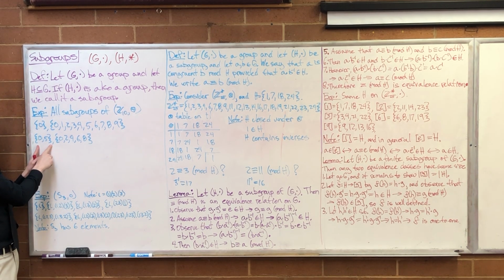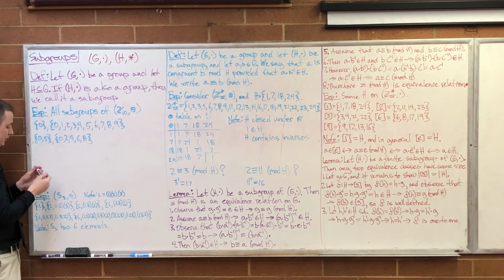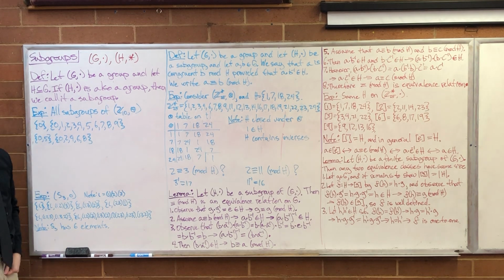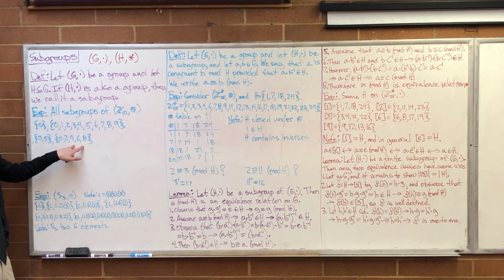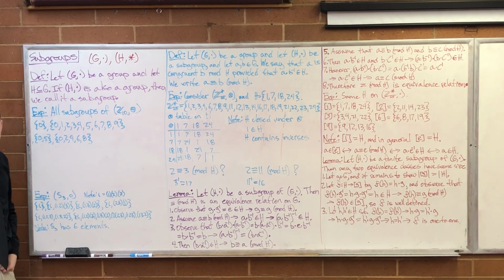Yeah. 0 plus 5 is 5, that's in there. 5 plus 5 is 0, that's in there. 0 plus 0 is 0, that's in there. It's closed. And then this one, 0, 2, 4, 6, 8. Is that closed? Yeah. An even plus an even, mod 10, is going to be one of the evens, mod 10. So now, I'm saying that these are all the possible subgroups.